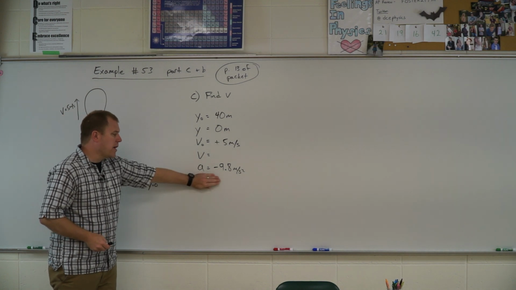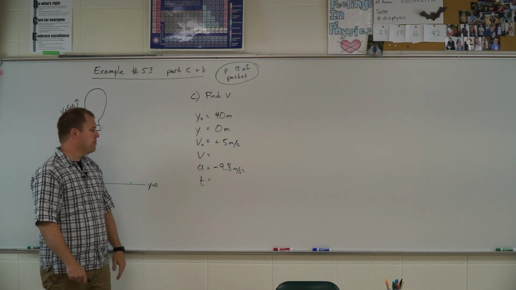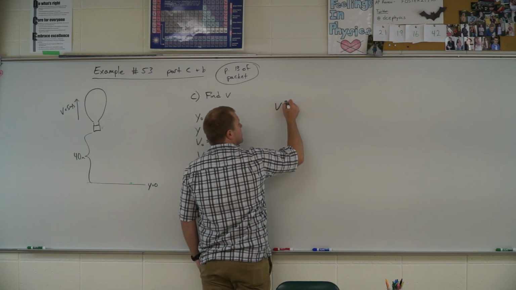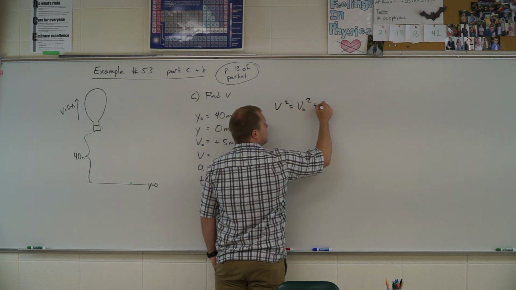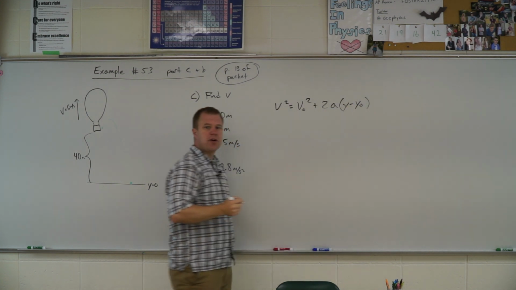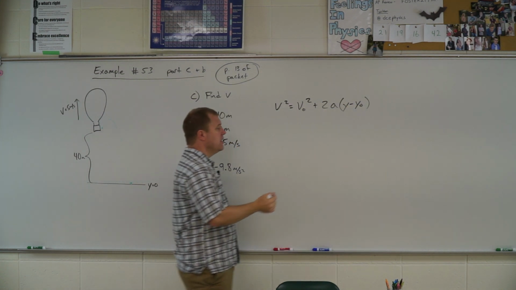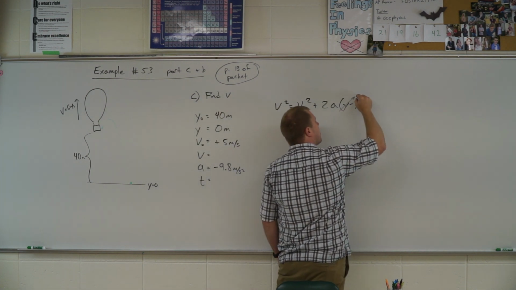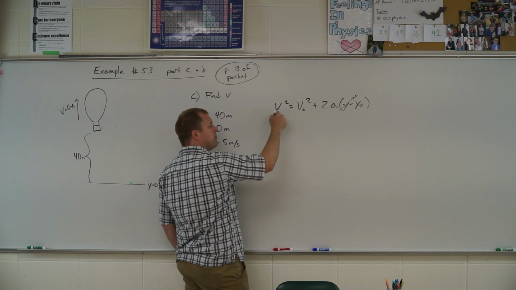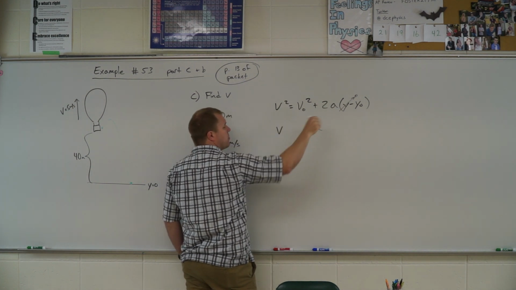So I want to pick an equation without time. Okay, so pick an equation without time. That is equation number 3. Okay, so I have v squared equals v naught squared plus 2a times (y minus y naught). And now we just go through and we cross anything off that's 0. So the only thing that's 0 here is our final height. All right, and we're solving for v, so I just have to take the square root.